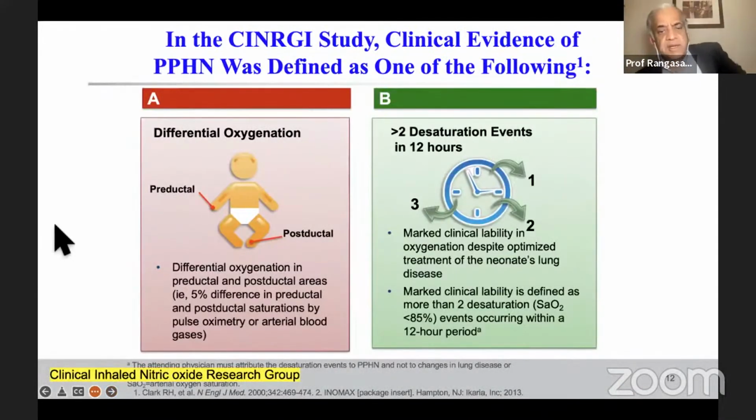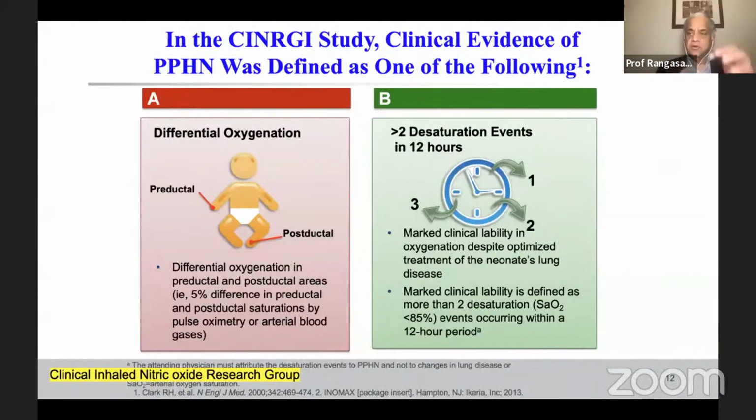In the SYNERGY study, the Clinical Inhaled Nitric Oxide Research Group study published by Rees Clark et al., how do you define it? They also said if there is pre-ductal, post-ductal differential oxygenation, some books say, or some people will say a difference of 5%, some use 10%, between pre and post. Again, if there is a difference between pre and post, you can say yes, there is pulmonary hypertension, or there is a right to left shunt, mainly through the PDA.